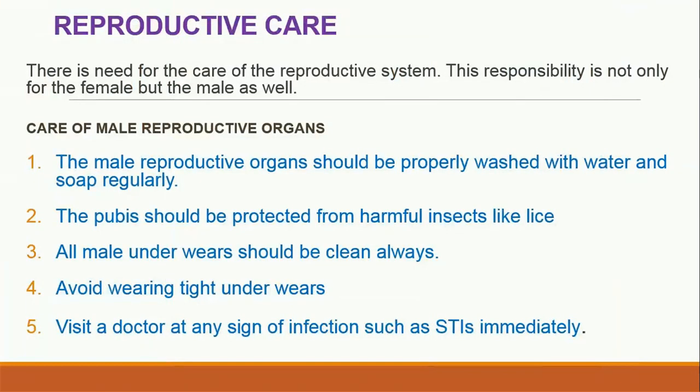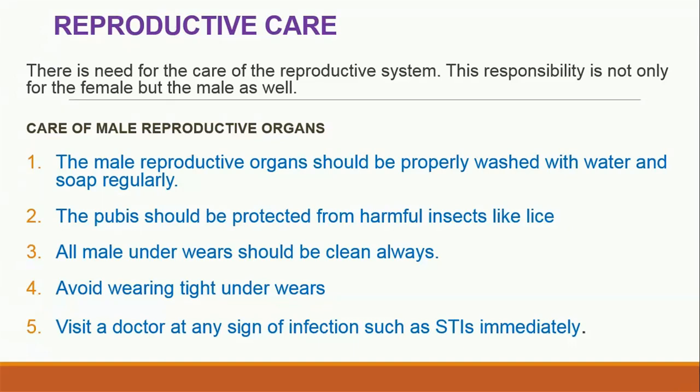So let's talk about reproductive care. Reproductive care is very important. So there is need for the care of the reproductive system. This responsibility is not only for the female, but also for the male as well. So how do we care? Care of male reproductive organs. Number one, the male reproductive organs should be properly washed with water and soap regularly. In another word, take your bath regularly.